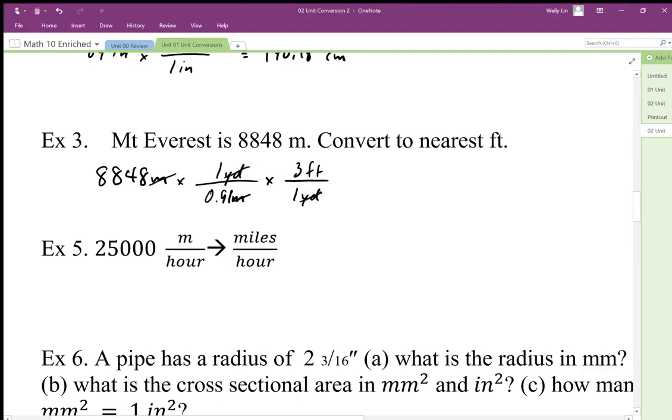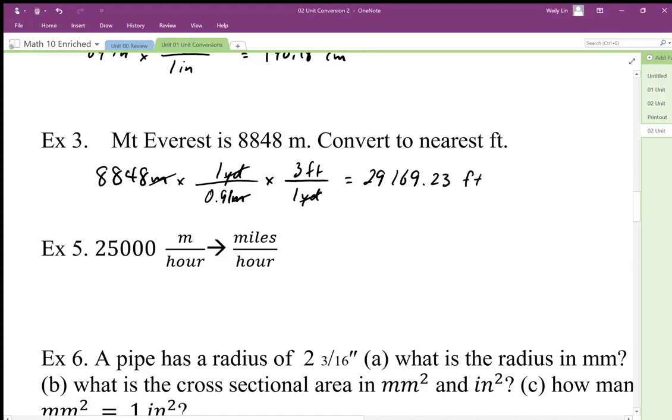And now all I have left is times on top, divide on bottom. So I'm going to end up with 8,848 times 3 divided by 0.91, and I get 29,169.23, and my units left are feet. So it's almost 30,000 feet.